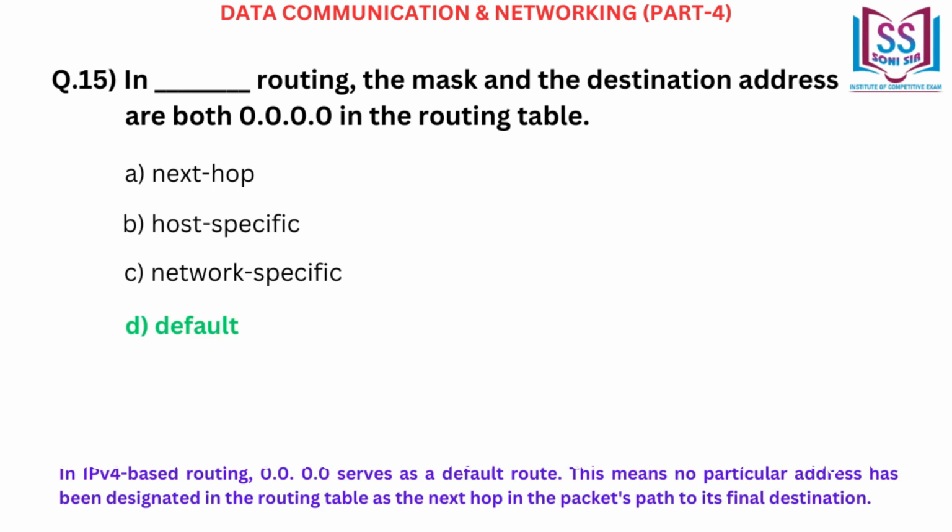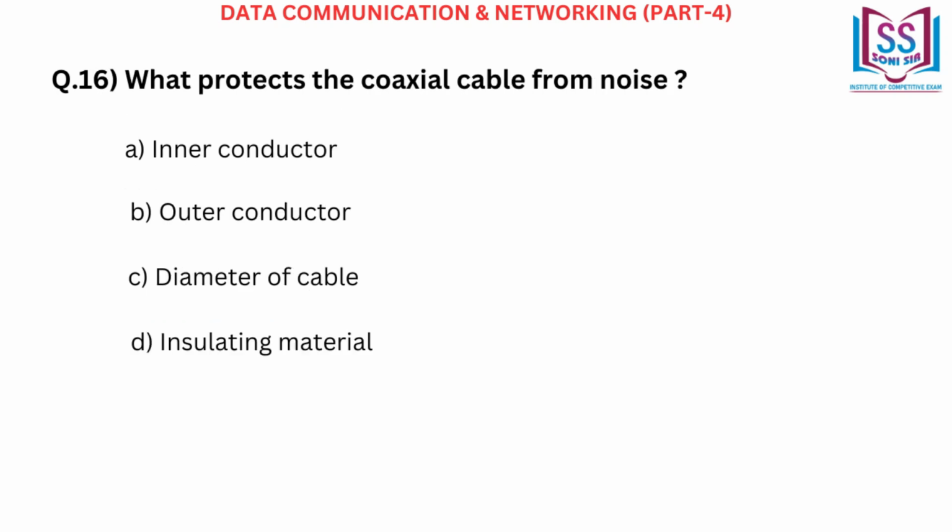Correct answer D. Default. In IPv4 based routing, 0.0.0.0 serves as a default route. This means no particular address has been designated in the routing table as the next hop in the packet's path to its final destination.